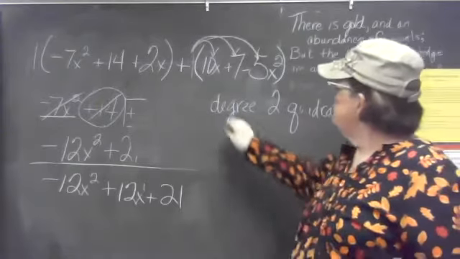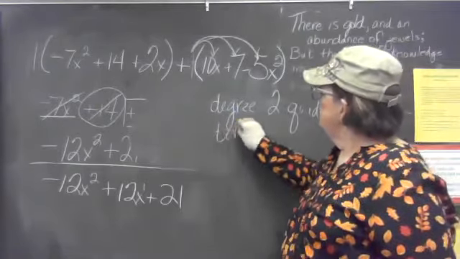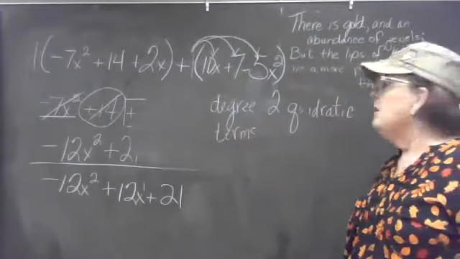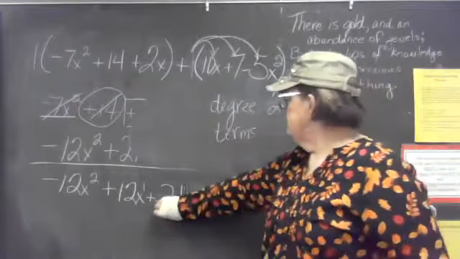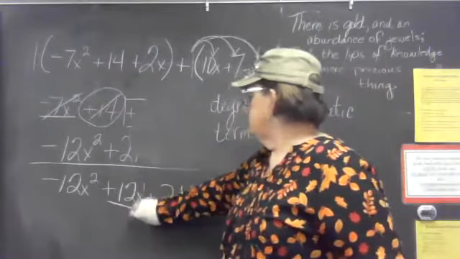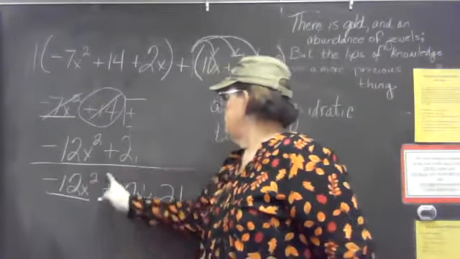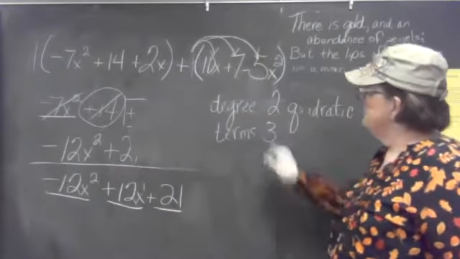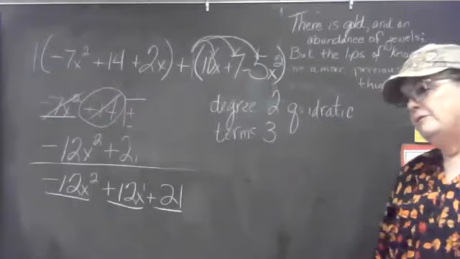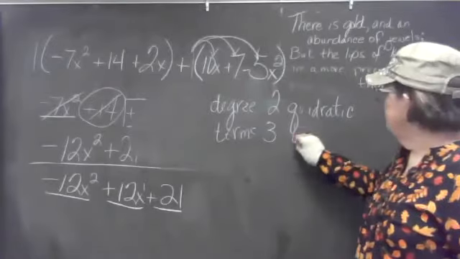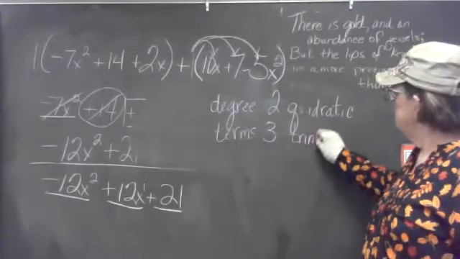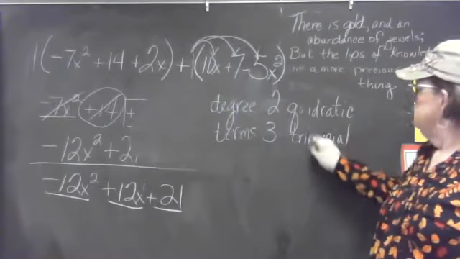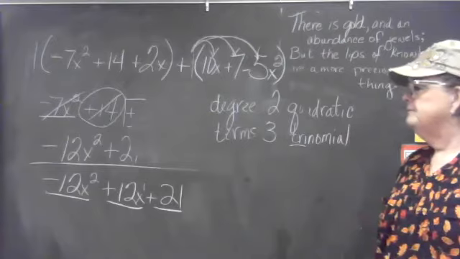Okay, and tell me how many terms I have. I have 3 terms. This is a term, this is a term, and this is a term. They're separated by pluses and minuses. So I have 3 terms. And do y'all remember what that's called? Trinomial. Oh my gosh, I love this class. Trinomial. Tri has 3 terms.